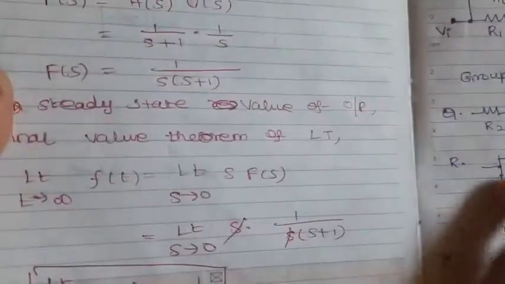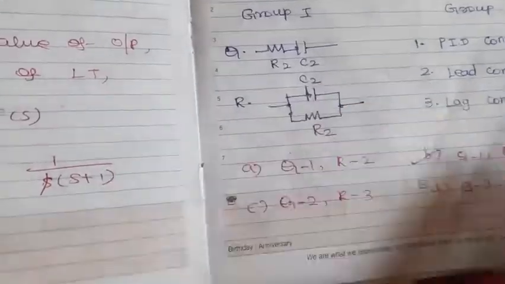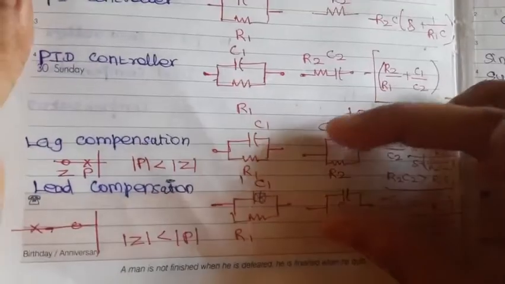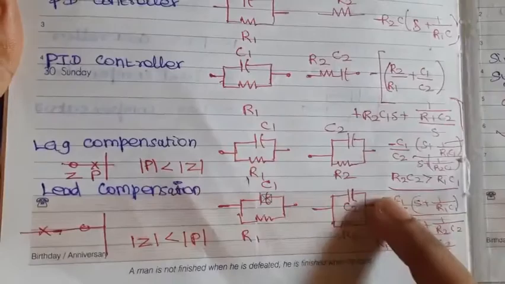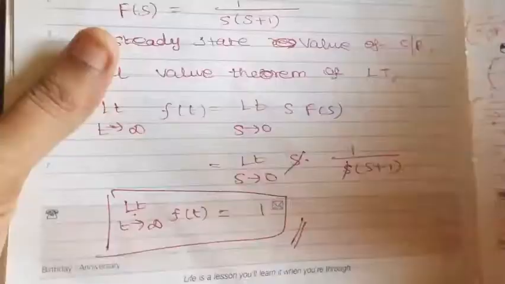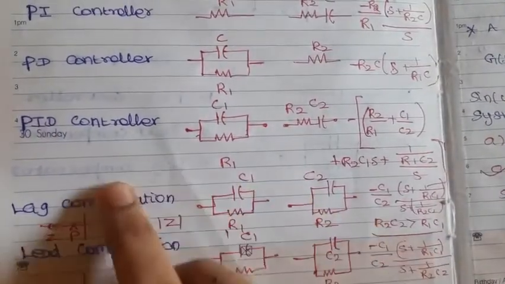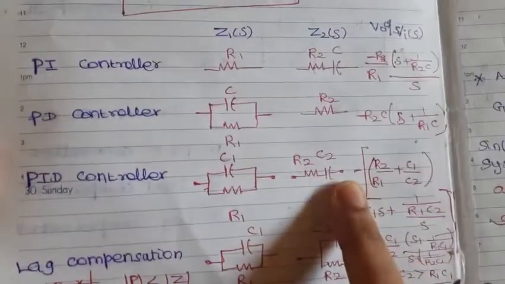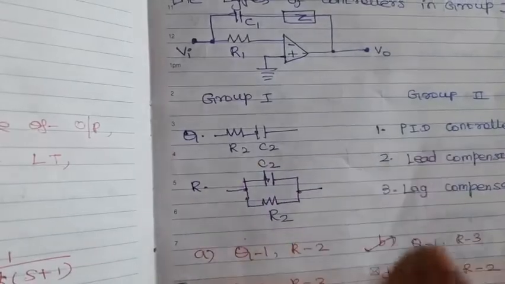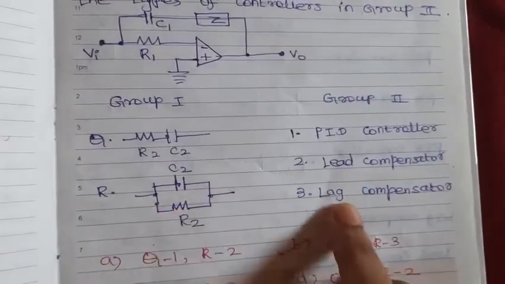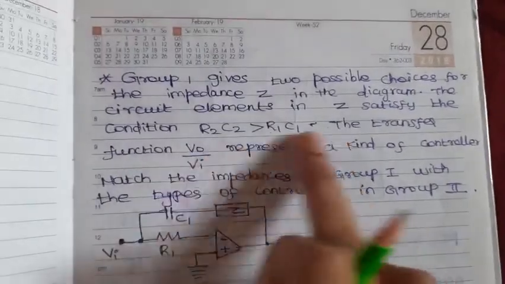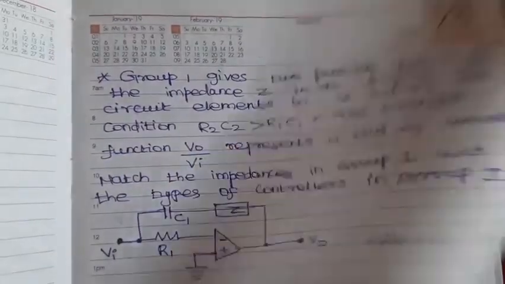If Z2 is R2 C2 in parallel, we have two combinations, lag as well as lead. How can we identify that? From the condition given in the problem: here R2 C2 greater than R1 C1. So from the condition given, it is a lag compensator. If it is R2 in series with C2, it represents a PID controller. So Q represents PID, which is 1, and R represents 3, lag compensator. So only the condition changes for lead and lag. Okay, then move on to the next problem.